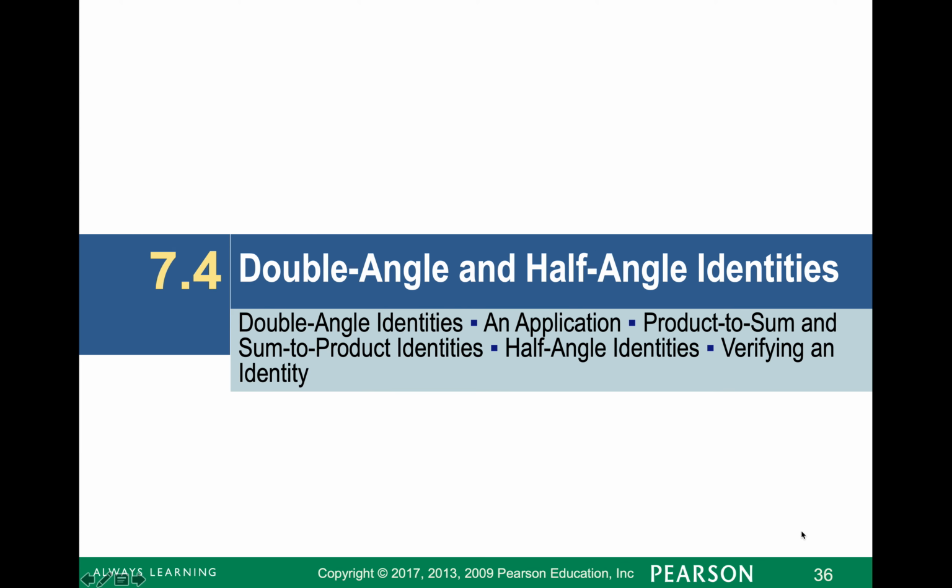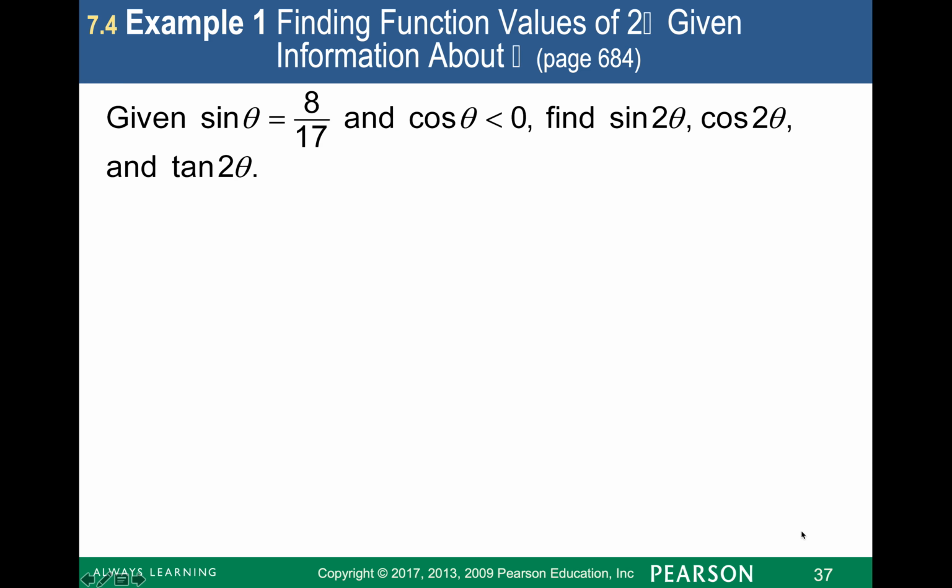So we're going to take a quick look at the double and half angle identity formulas and how to apply them to a given situation. If we're given that the sine of theta is 8 over 17 and the cosine of theta is less than 0, meaning it's negative, they want you to find sine of 2 theta, cosine of 2 theta, and tangent of 2 theta.